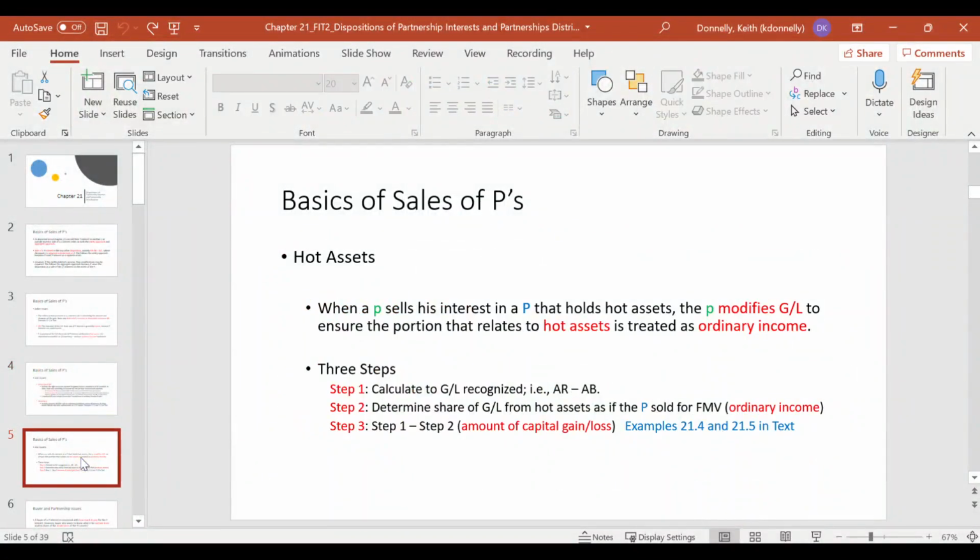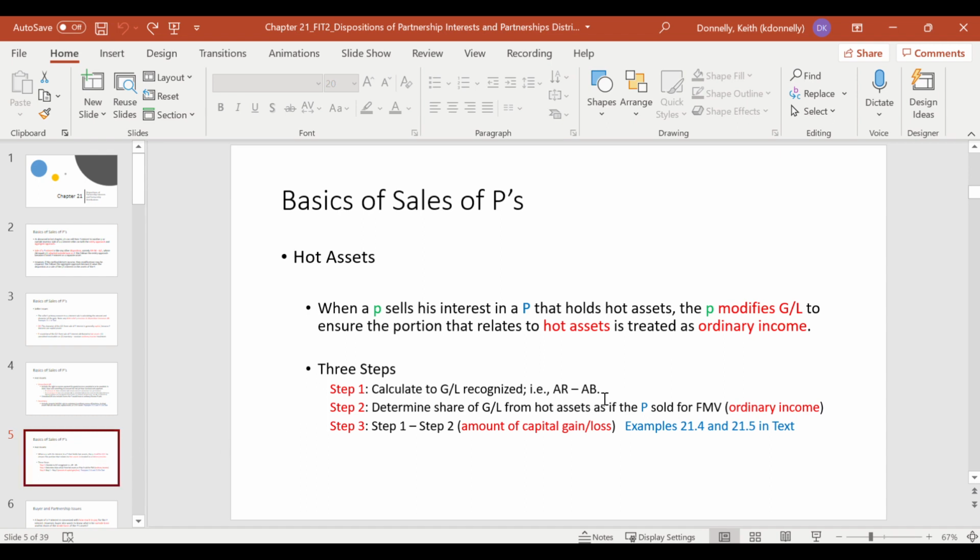So we talked about the overall idea of it. In the sale of a partnership interest, we said some of the gain we have to recharacterize as ordinary to the extent it's attributable to a hot asset. How do we mechanically do this?